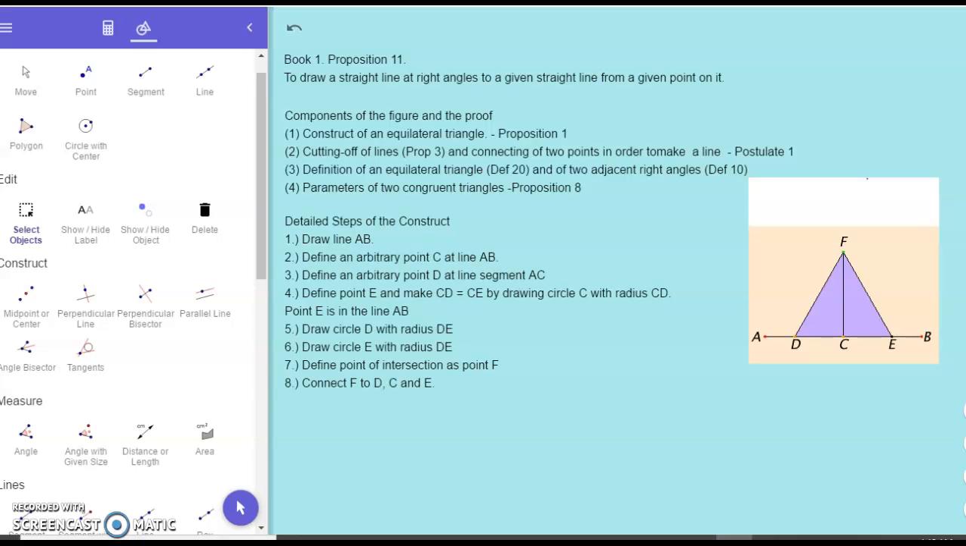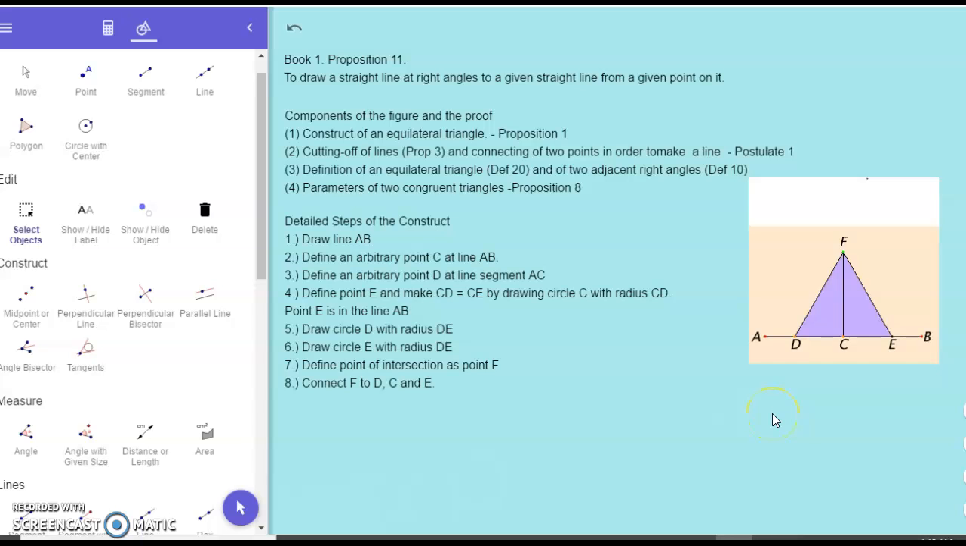Proposition 11: to draw a straight line at right angles to a given straight line from a given point on it. This is another construct proposition. It shows how to construct a straight line that would be common to two adjacent right angles, all standing at the given straight line.